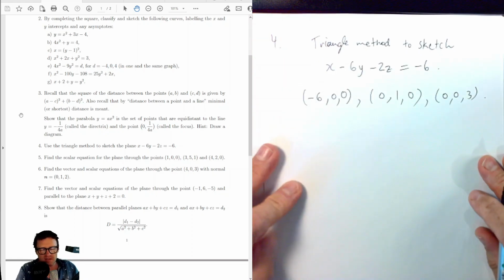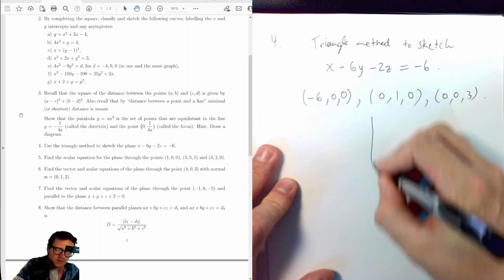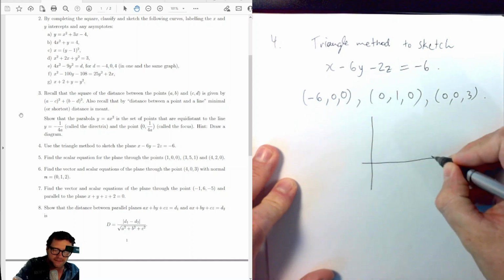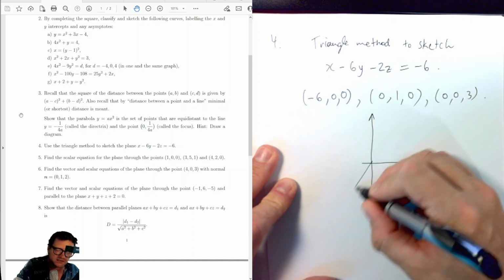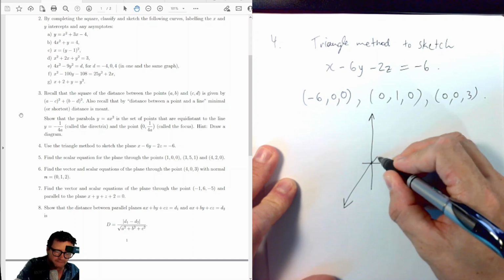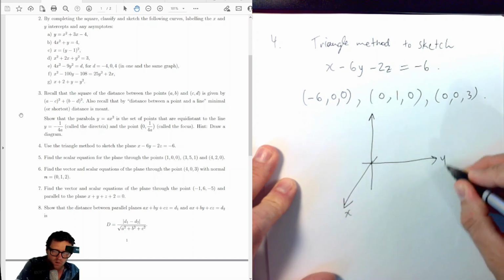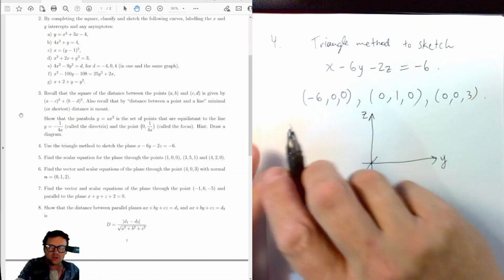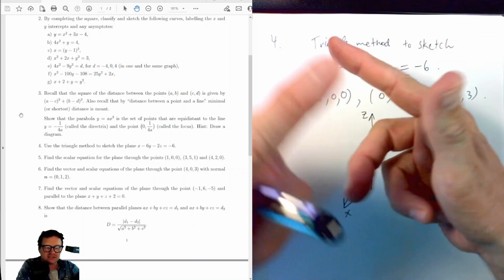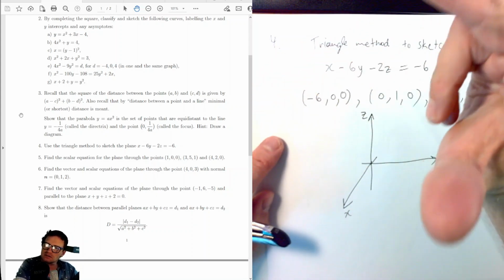Okay, now we've got 3 points on each of the axes, so we can draw the axes and those points and then fill in a plane. So x-axis, y-axis, z-axis following the right-hand rule, x, y, z. Okay, so it comes out like this.